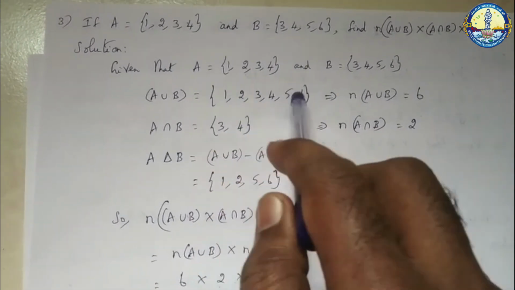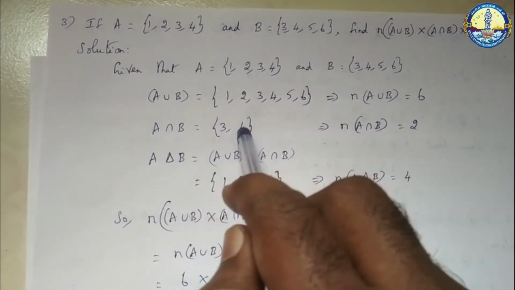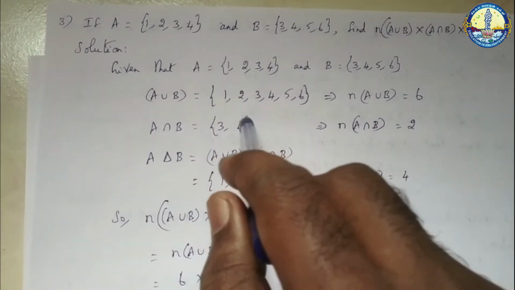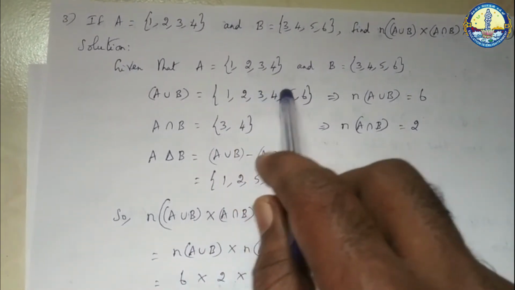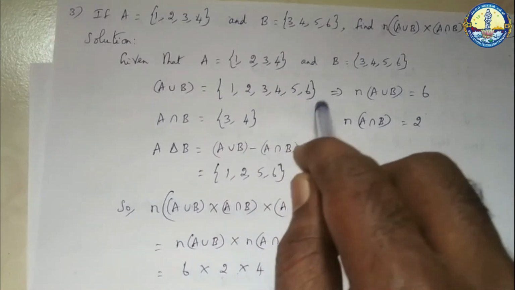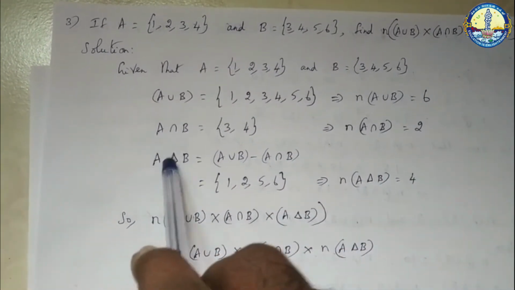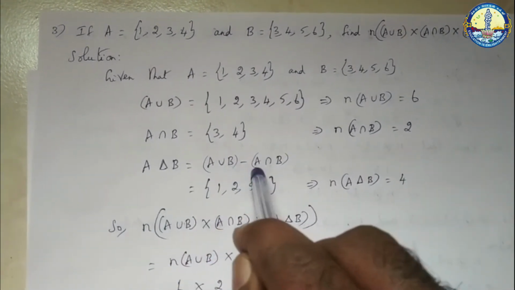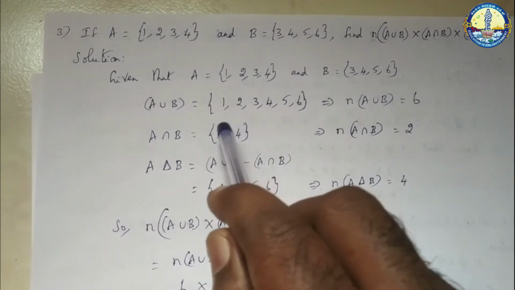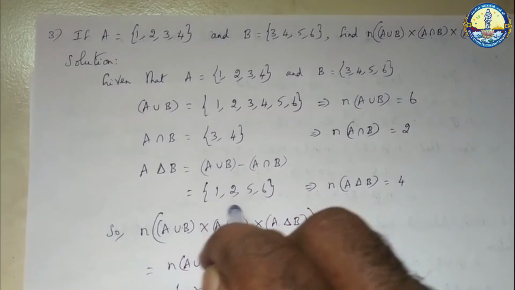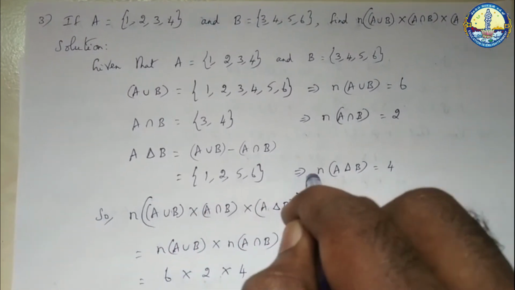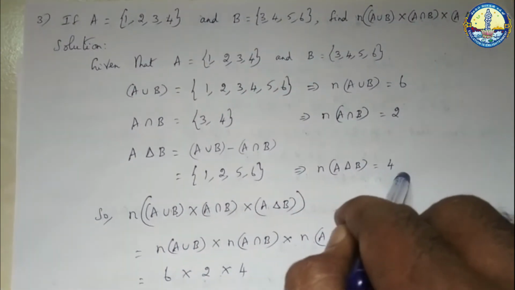This is A union B and this is A intersection B. So we have to eliminate this from this. That is, A intersection B is {3, 4}. So omit 3, 4 and write the remaining terms: 1, 2, 5, 6. That is called A triangle B, that is A union B minus A intersection B. We have to eliminate this element from this and write the remaining elements. So the number of elements in A triangle B is 4. So n of A triangle B equals 4.